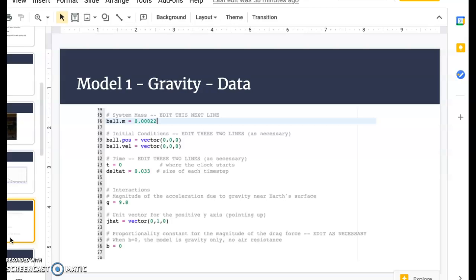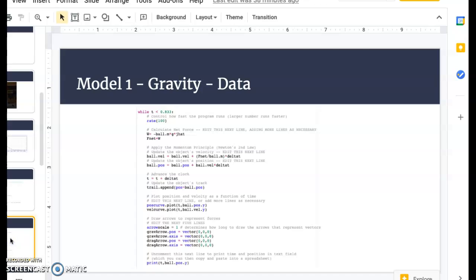The initial conditions are that delta t is 0.033 seconds and g is the acceleration constant on Earth. Our j hat vector, which is the unit vector for the positive y-axis, is 0, 1, 0, and b is 0 since drag is not included in this computational model. In this model, the only force is gravitational force, so F net equals the gravitational force, which is W. This computational model continues to output positions under a while loop at every delta t time interval.